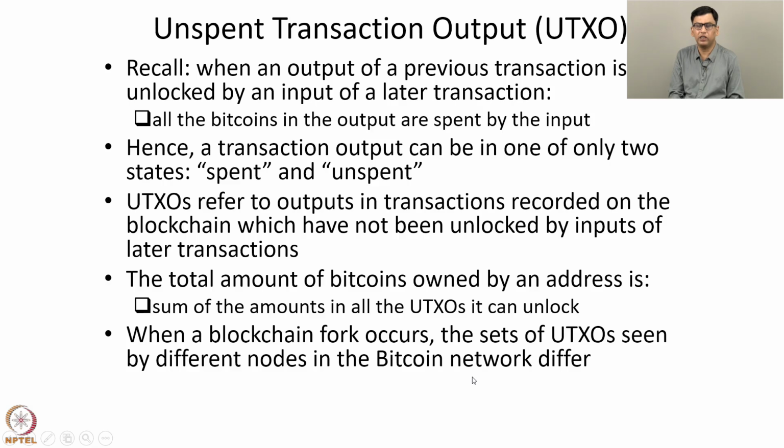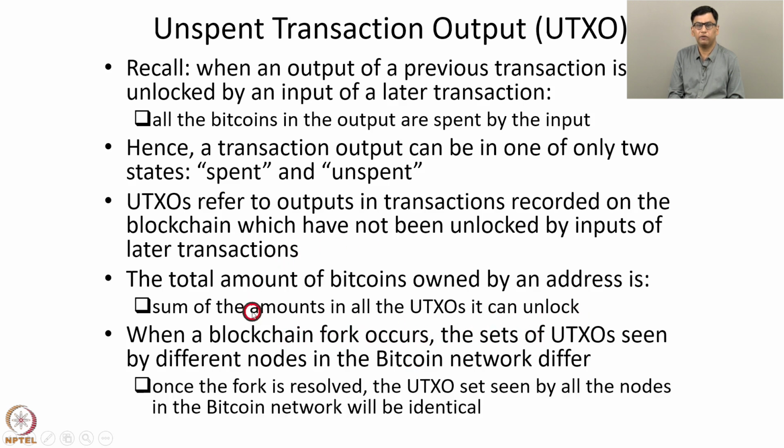We saw in the example in the previous lecture that there was a fork in the blockchain. So in that case, because of a fork, the sets of UTXOs seen by different nodes in the Bitcoin network will differ. Once the fork is resolved, the UTXO set seen by all the nodes in the Bitcoin network will be identical.